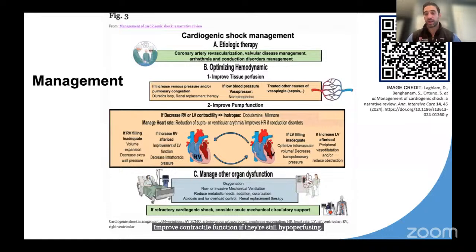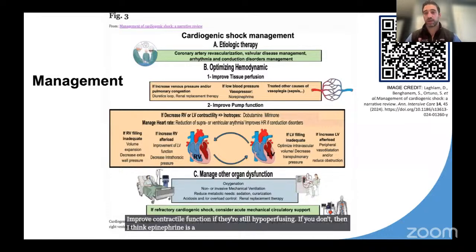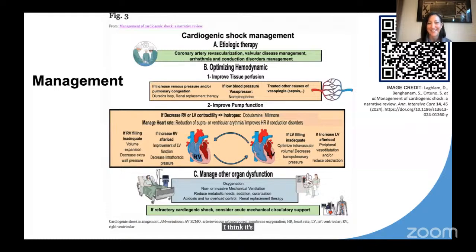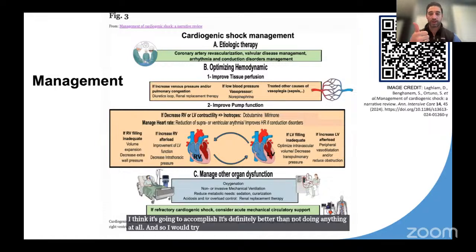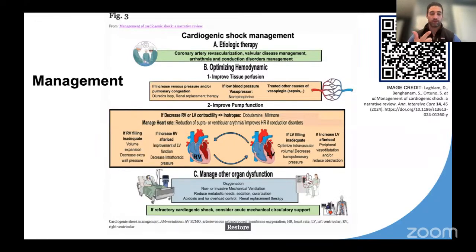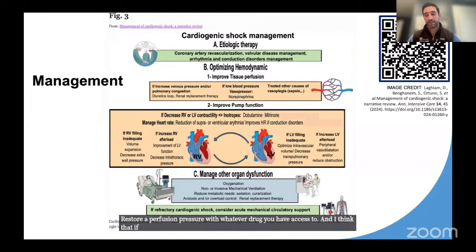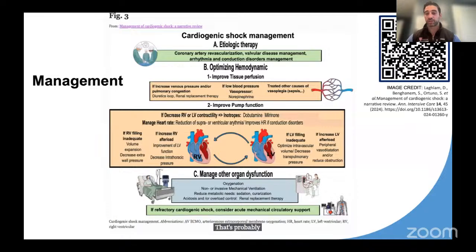If you don't, then I think epinephrine's a fantastic choice. I think better than not giving anything at all. It's definitely better than not doing anything at all. And so I would try to restore adequate preload, restore a perfusion pressure with whatever drug you have access to. And I think that if you have access to norepinephrine, that's probably an easy first line drug.